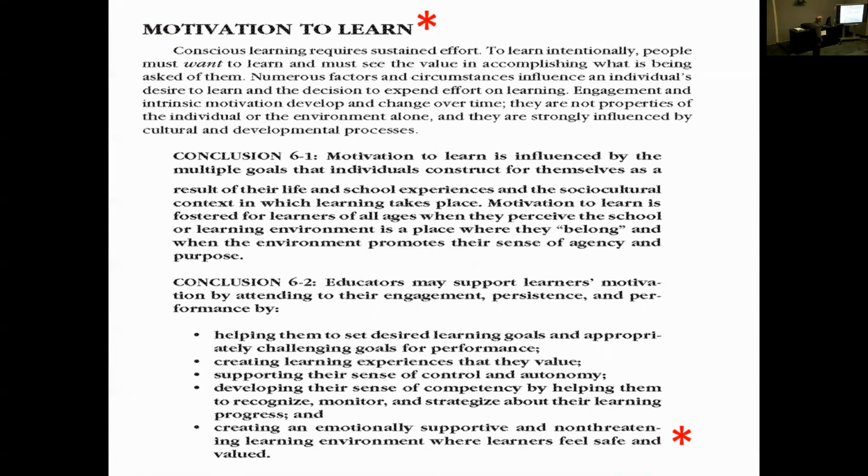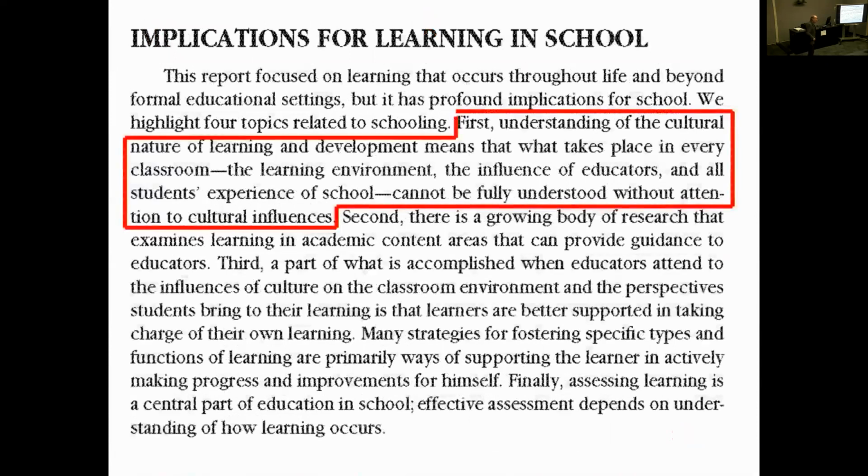finding. Maybe it's intuitive, but I go to the bottom asterisk, and I refer you back to Dr. Pai's visions, because the bottom asterisk says that in order to support learning, you have to create an emotionally supportive and non-threatening learning environment where learners feel safe and valued. This is what Dr. Pai said. This was Dr. Pai's vision a dozen years ago. And here I'm quoting from the National Academies, and they're saying the exact same thing. So what does that mean for us? What does that mean for us as educators?